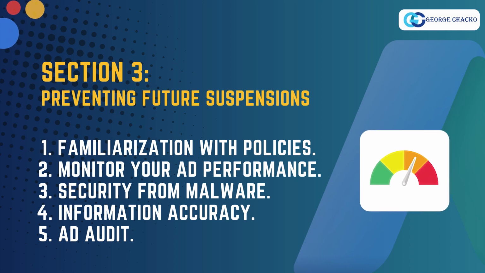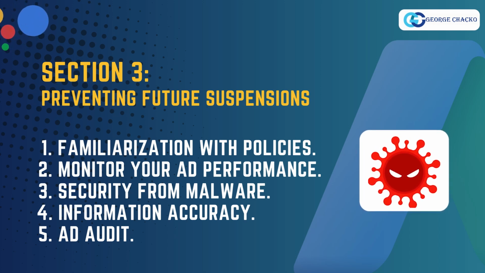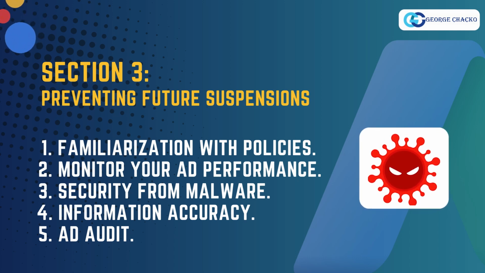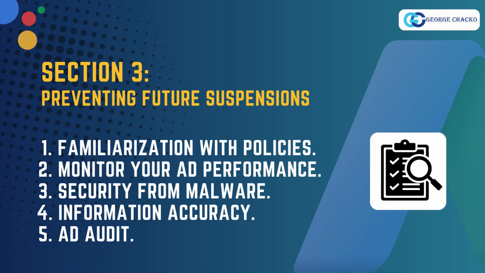Monitor your ad performance and keep a close eye on your ad campaigns to detect any sudden changes in performance or suspicious activity. Secure your website from malware or malicious content that could trigger a suspension. Malware is the biggest reason for Google account suspensions. To protect your website from attacks, you need to install a security plugin with a firewall that is constantly evolving. Maintain accurate information and double-check the details you provide in your ads and business details to avoid any misleading content. Stay compliant and regularly audit your ads and landing pages to ensure they align with Google's guidelines.